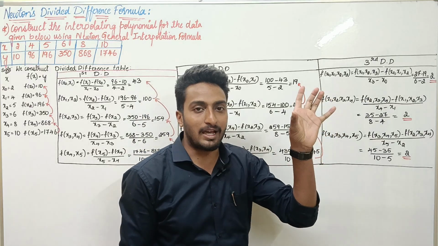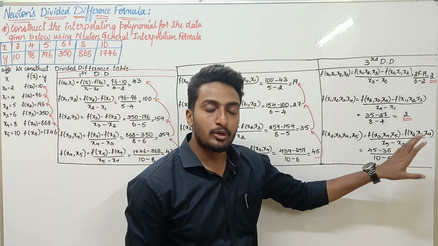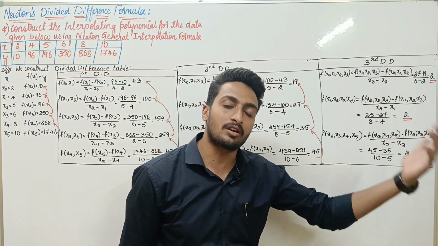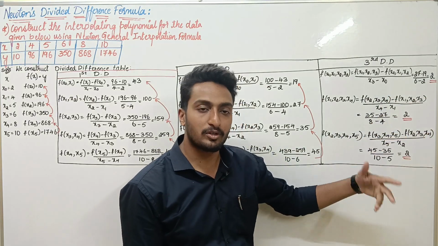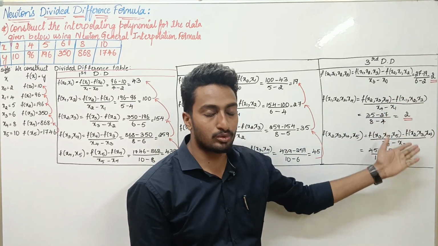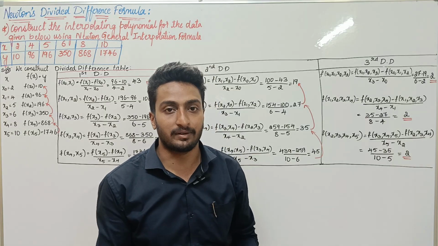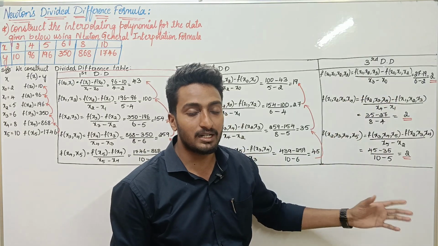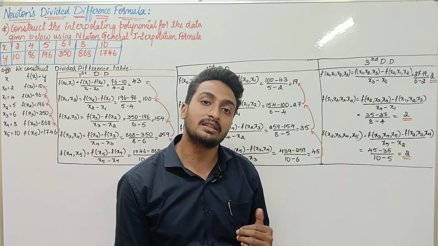If you get the same value in any divided difference, for example 2, 2, 2, you can stop right there. There is no necessity of finding the next divided difference. In case you have got 3, 3, 3, you can stop. In case you have got 2, 2, 2, or 4, 4, 4, or 5, 5, 5, if the divided differences are repeated, you can stop there itself, and there is no necessity of finding the next one.